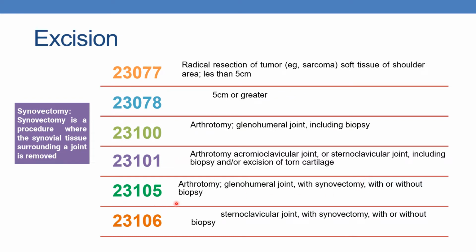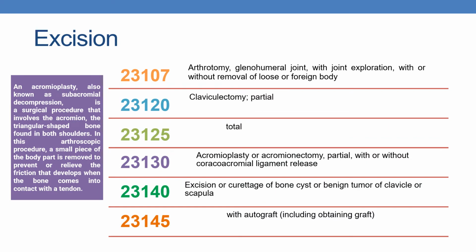The next is 23105, arthrotomy glenohumeral joint with synovectomy, with or without biopsy. The next is 23106, arthrotomy sternoclavicular joint with synovectomy, with or without biopsy. The next CPT is 23107, arthrotomy glenohumeral joint with joint exploration, with or without removal of loose or foreign body. The next is 23120, claviculectomy, partial. Claviculectomy is the surgical removal of clavicle. The next is 23125, claviculectomy, total.